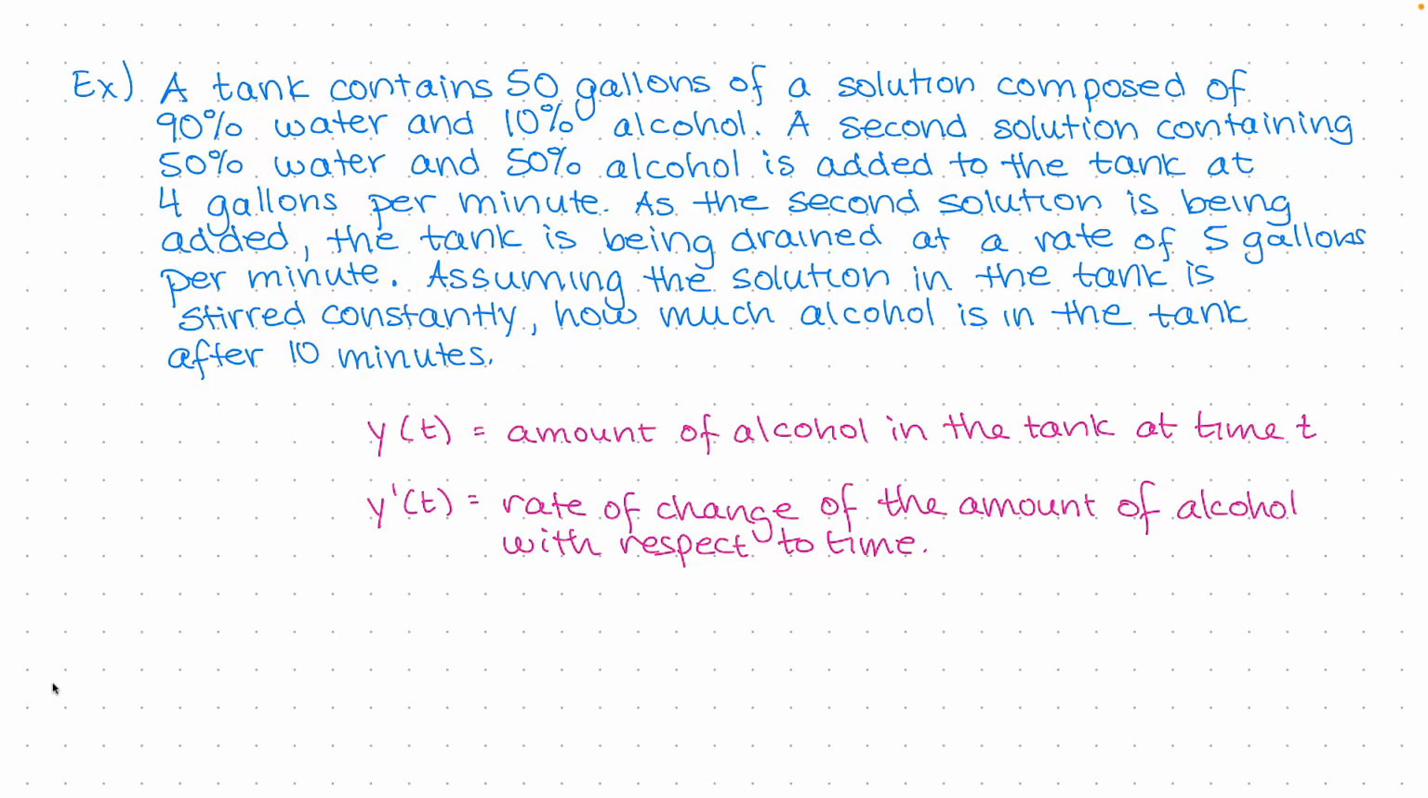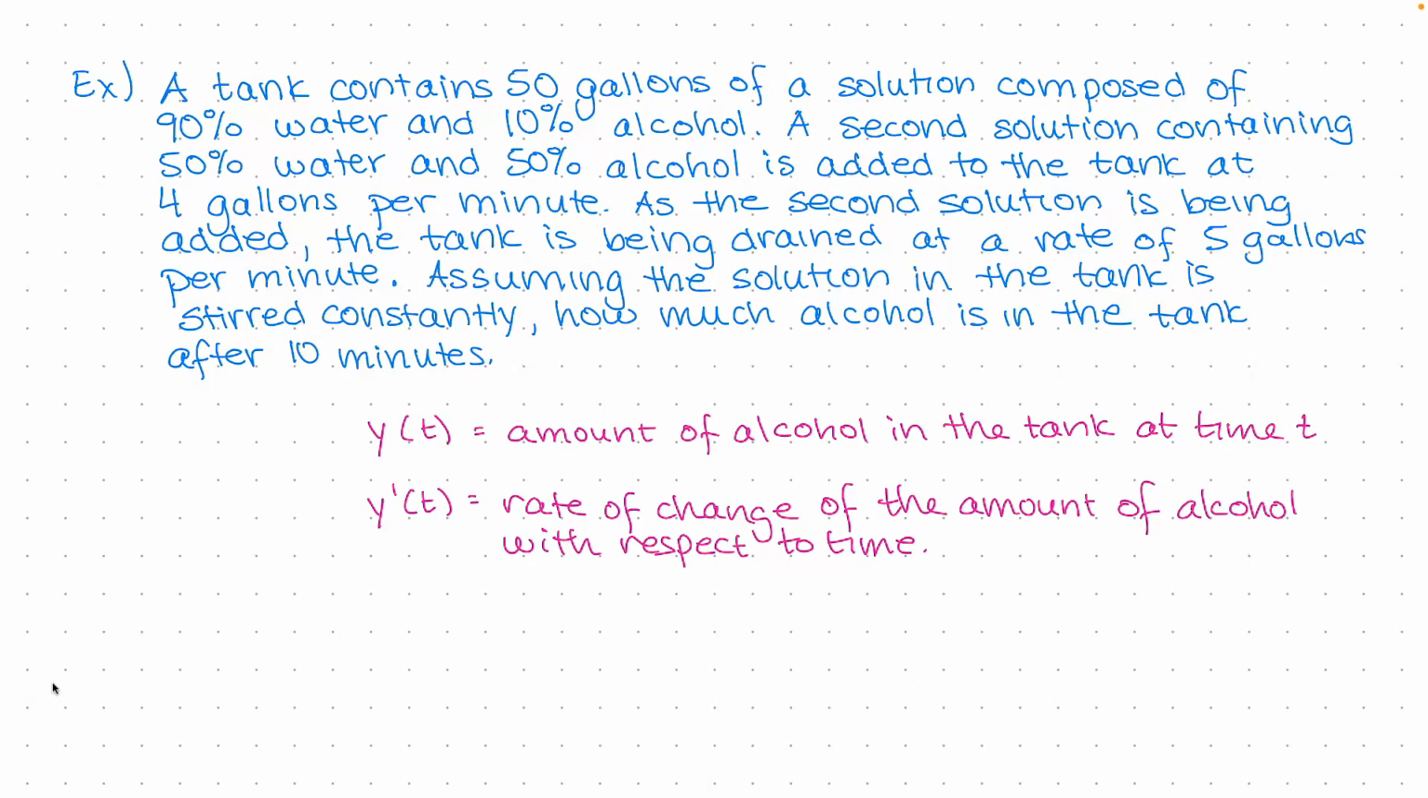The reason why I wanted to be very specific about this rate of change is because in the problem, we're actually given 2 rates. We know that solution is being added at 4 gallons per minute. That's a rate of change. And then we know it's also being removed at a rate of 5 gallons per minute. That's another rate of change. But those are different rates of change. They are not the rate of change of the amount of alcohol. They're the rate of change of the amount of solution. We're going to have to play around with those rates.